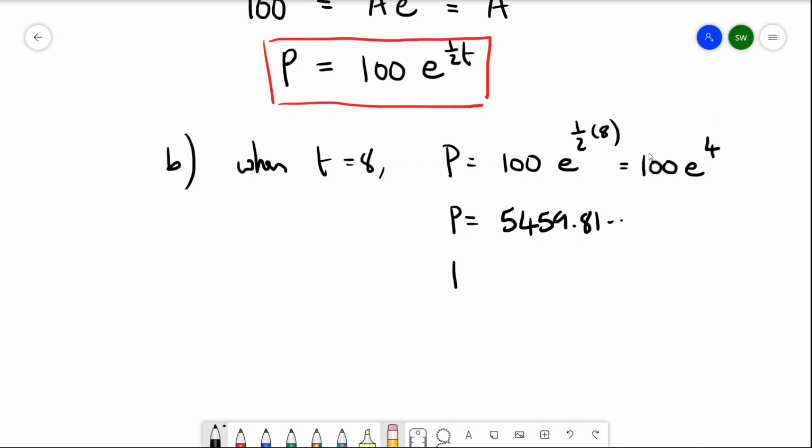And that's going to be 5,459.81. Now we're talking about bacteria, so we might as well round to the nearest whole number because that makes sense for bacteria. So 5,460.